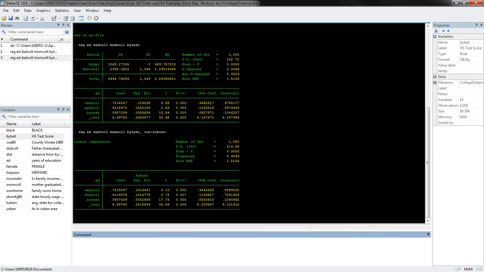So in this case, dad college and mother college become slightly less significant, or a slight decrease in the t-stats. Bytest becomes even more significant in this case. So these are going to be more generalizable if we do have heteroscedasticity.